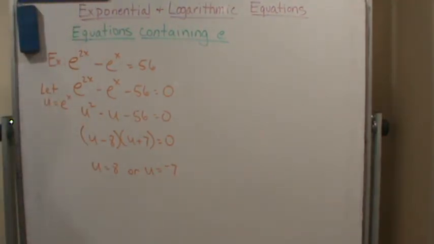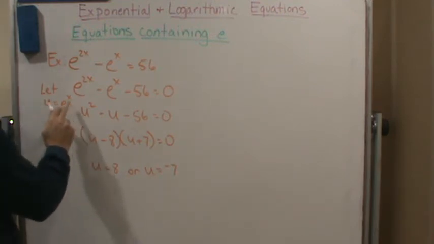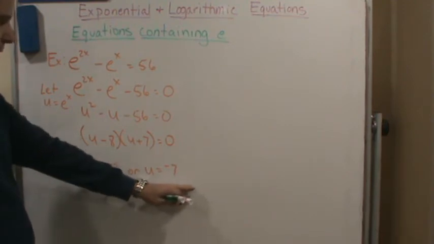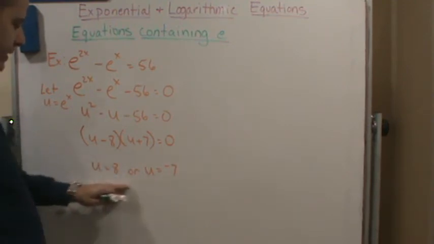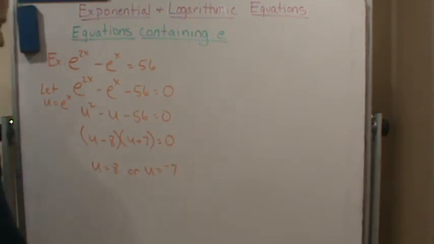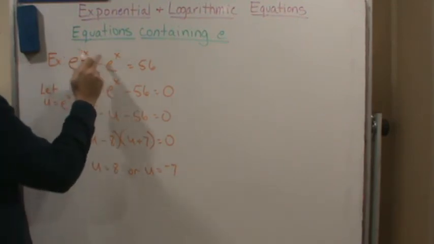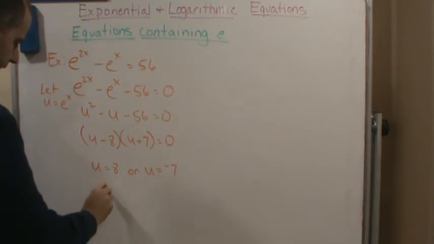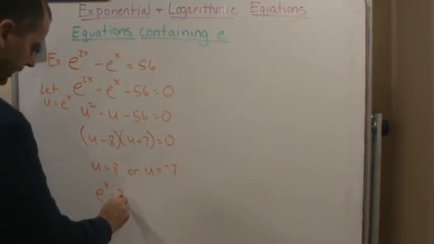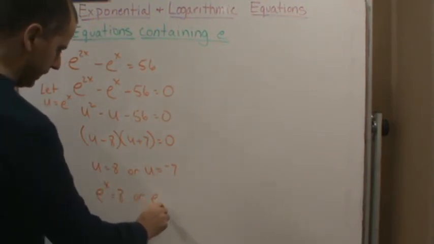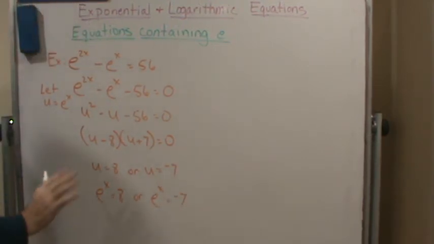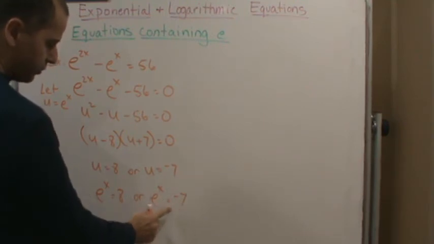Now, here's the thing. Now we got to put it back in terms of x, right? We can't leave it in terms of u. We're not done. So this is where some students make the mistake and stop here and they're done. No, we started with terms of x, so we got to put it back in terms of x. And so this means e to the x is equal to 8, or e to the x is equal to negative 7.